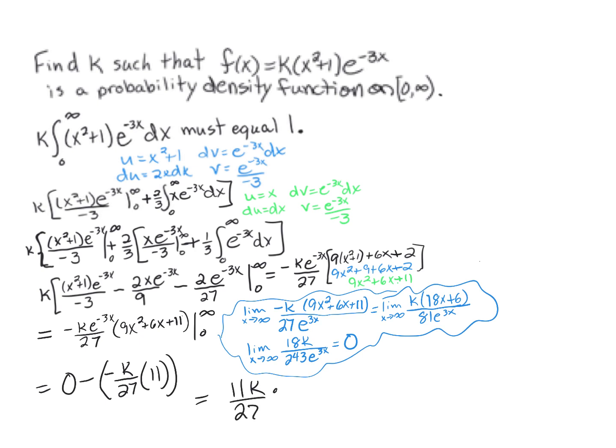Now, what was the point of us doing this? We wanted to find k such that this function was a probability density function. So what I have to do is take the value of this integral, set it equal to 100%, and solve for k. I get k equals 27 over 11.